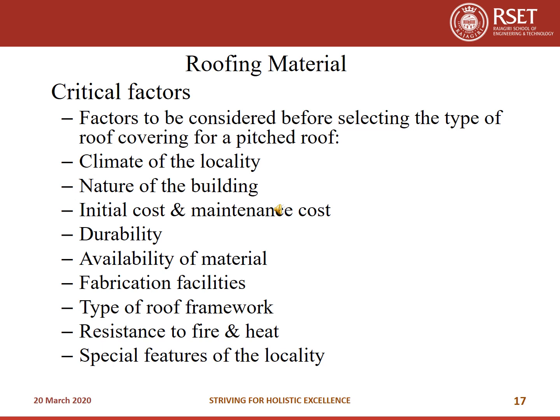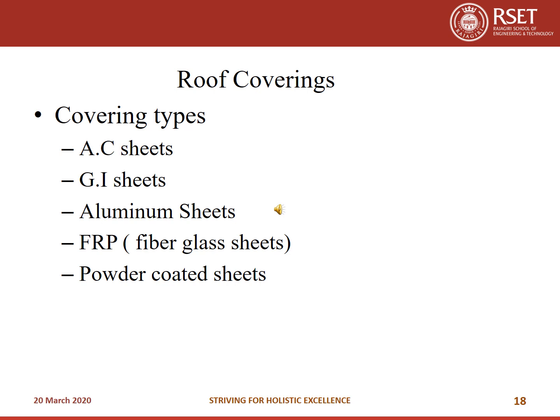When we are selecting a roofing material, the critical factors which should be considered are climate of the locality, nature of the building, initial cost and maintenance cost, both must be lower, durability, availability of the material, fabrication facilities, that is, some fabrications should be done while constructing a roof, type of roof framework, resistance to fire and heat, special features of the locality. Some of the roof coverings include AC sheets, GI sheets, aluminium sheets, FRP sheets, then powder coated sheets.